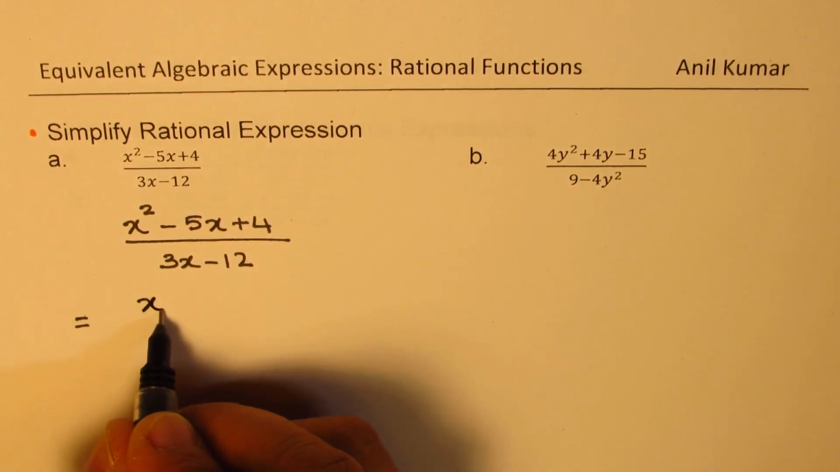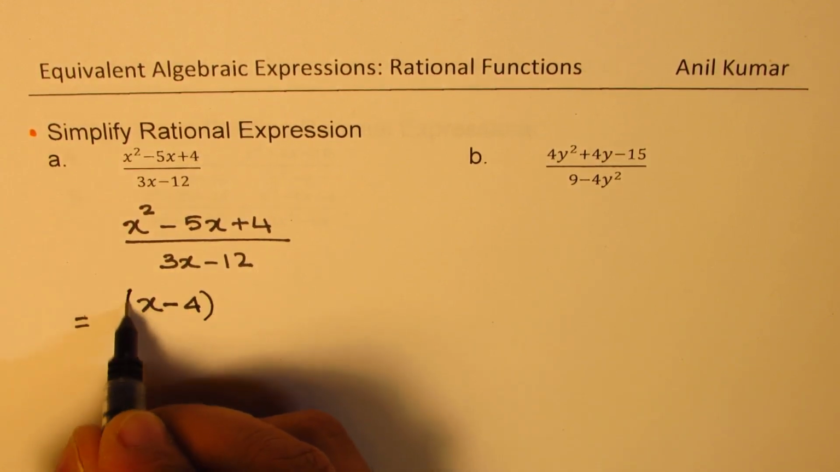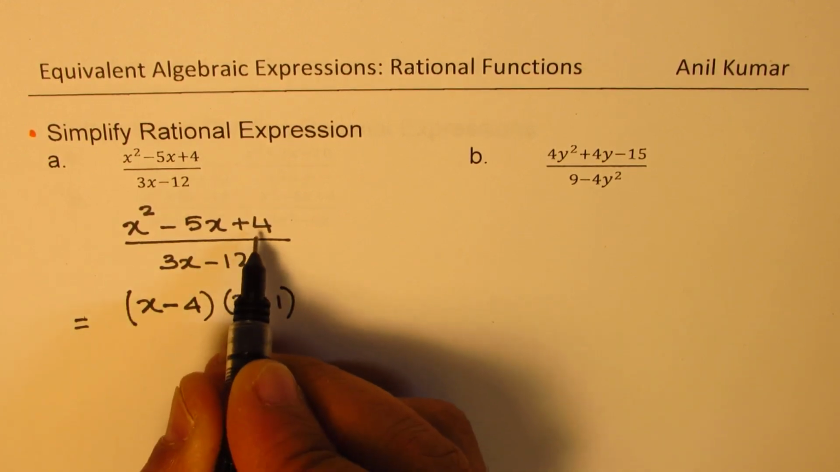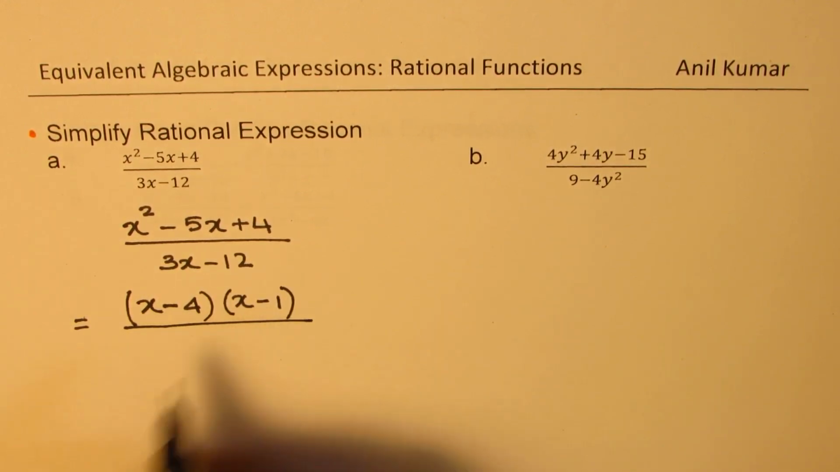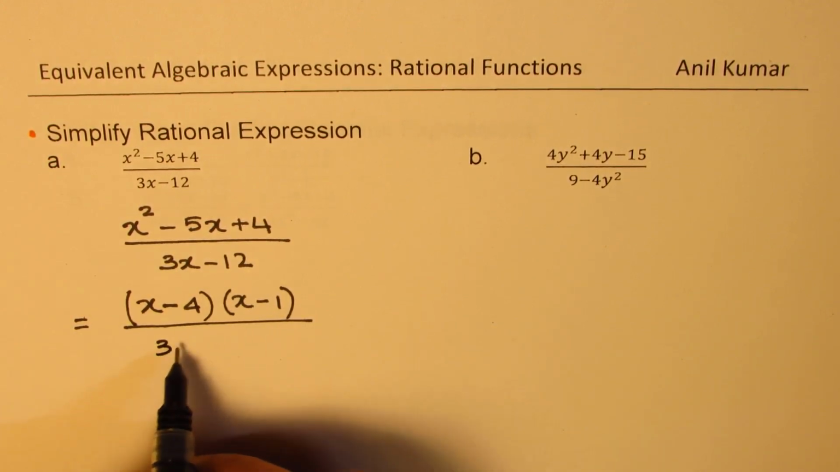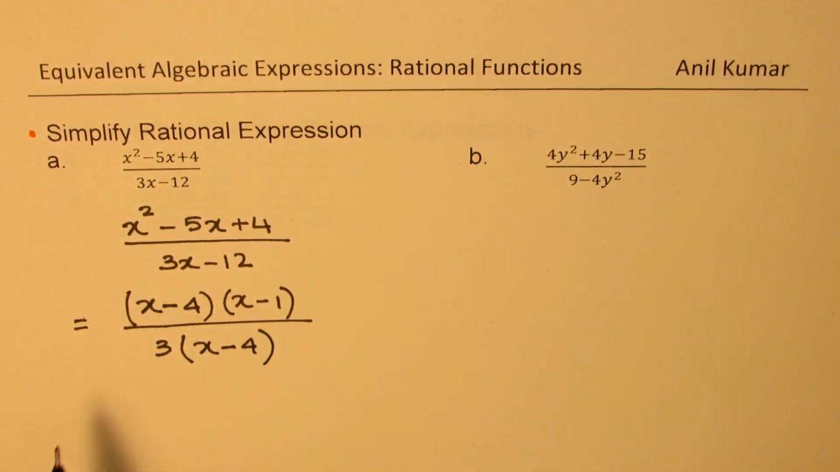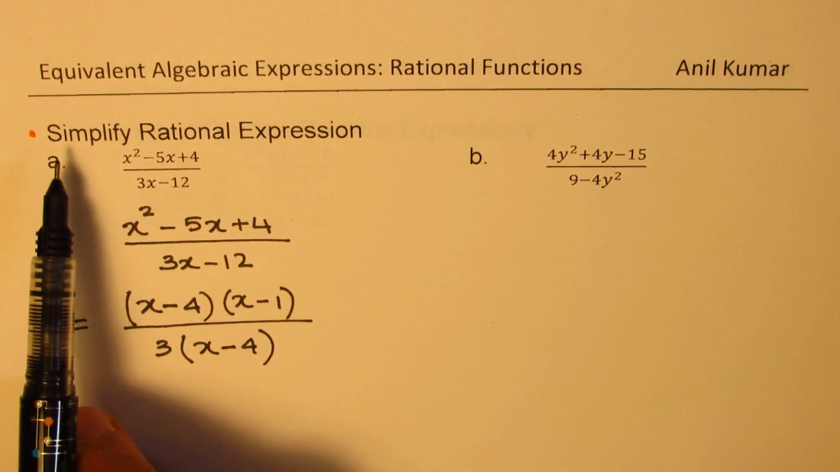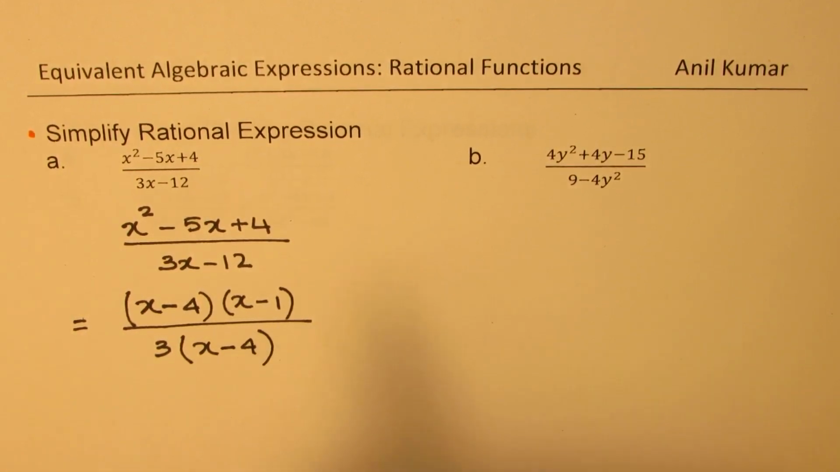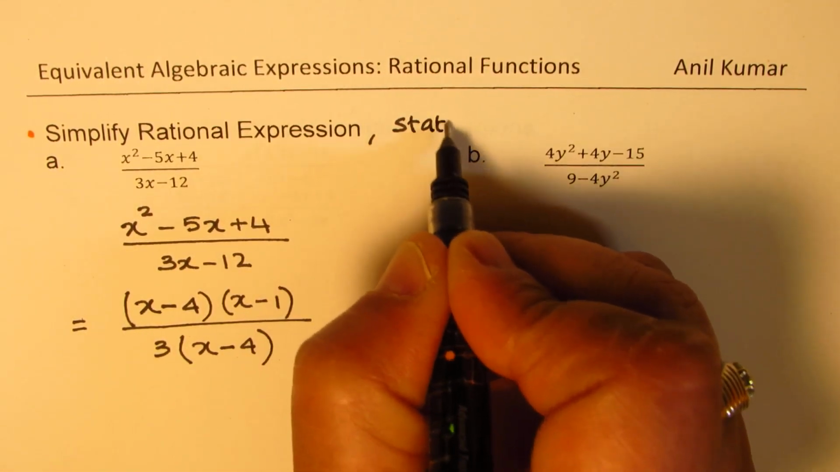And therefore, it could be written as x minus 4 times x minus 1. When you multiply, you do get positive 4. When you add, you get minus 5. In the denominator, we have 3 as a common factor. So we get 3 times x minus 4. So now, in simplifying this rational expression, we are in a position to simplify it. Now, let me add here and state restrictions.